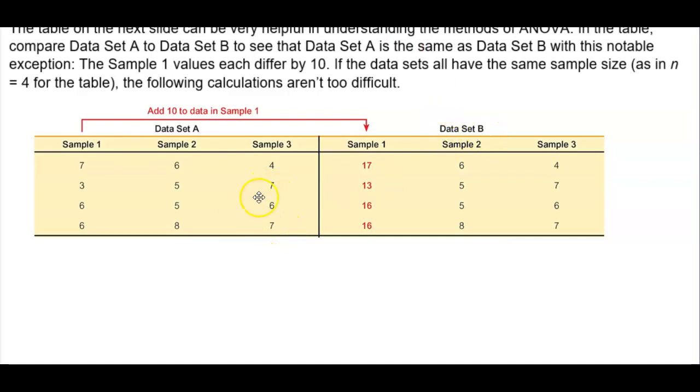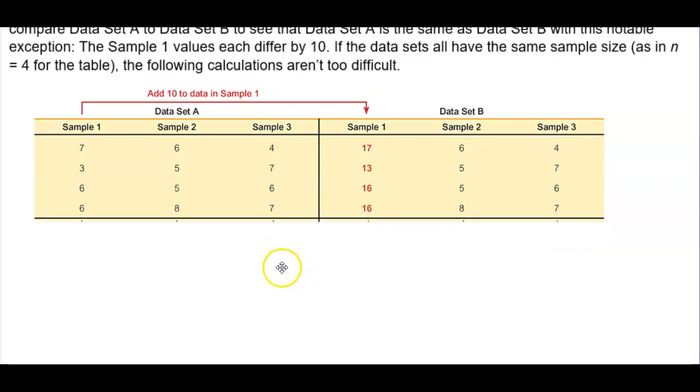Now for dataset B, what we've done for sample 1 is we added 10 to each of these values. So sample 1 is 17, 13, 16, and 16. And then sample 2 remains the same at 6, 5, 5, 8. Sample 3, we have 4, 7, 6, 7. Okay, so the first thing we're going to do is find the sample size. So the sample size for n1 is 4, sample 2 is 4, sample 3 is 4. And then for dataset B, sample 1 is 4, sample 2 is 4, and sample 3 is 4.